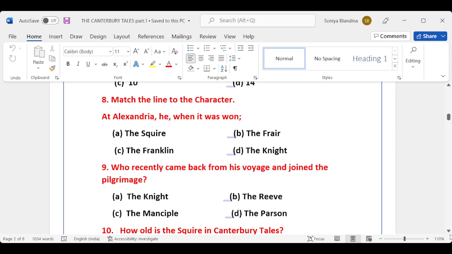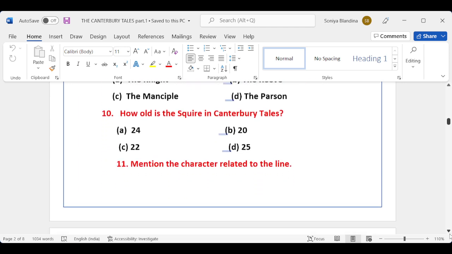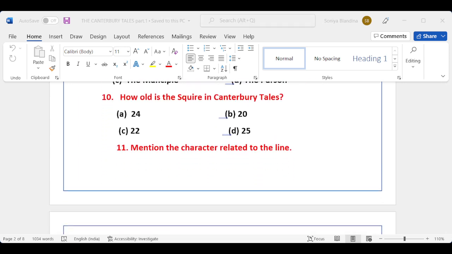Okay, question number 10. So, how old is the squire in Canterbury Tales? So, the squire is the son of the knight. So, what is the age of the squire? 24, 20, 22, 25. Yes, it is option B, 20.